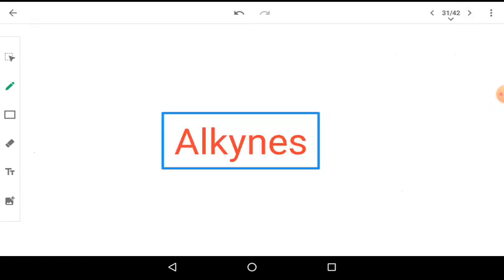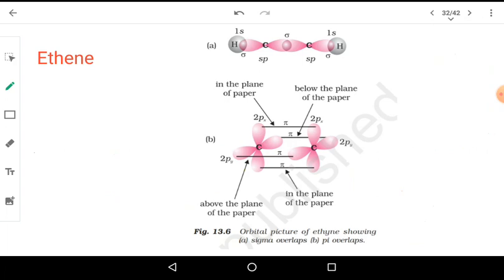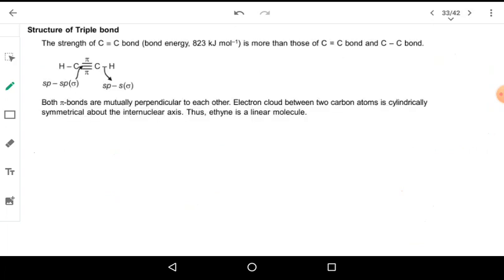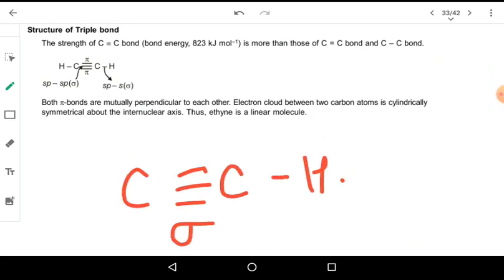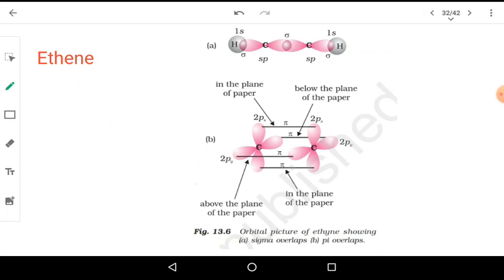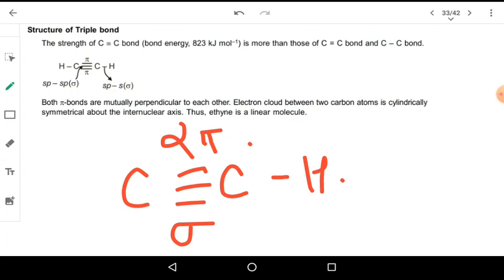So now let us move on to the part of alkynes. First we are going to discuss the structure of alkynes. We know that alkynes have a triple bond. Triple bond means we have one sigma and two pi bonds, and these two pi bonds are mutually perpendicular to each other. One is aligned along the px axis and another is along the py axis, as a result of which we will be getting two mutually perpendicular pi bonds. The electron cloud between the two carbon atoms is cylindrically symmetrical about the internuclear axis, and the structure is a linear molecule.